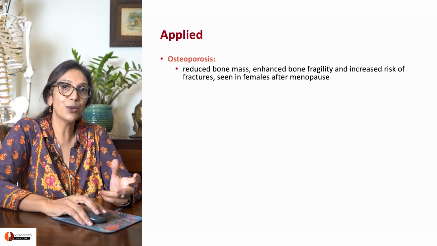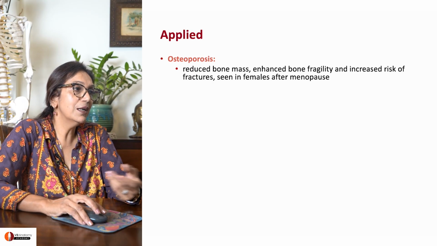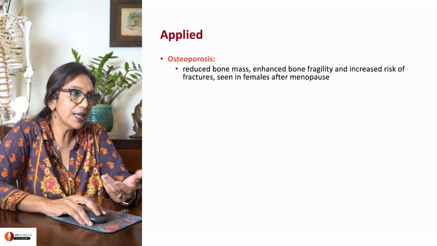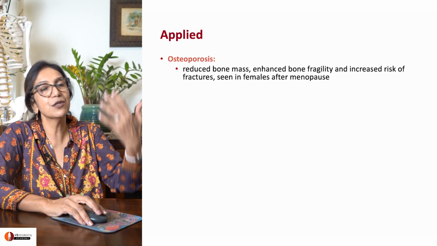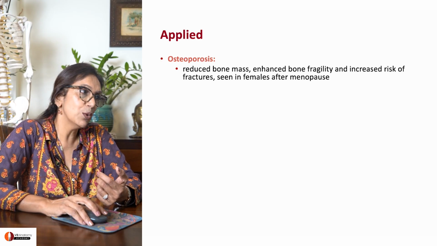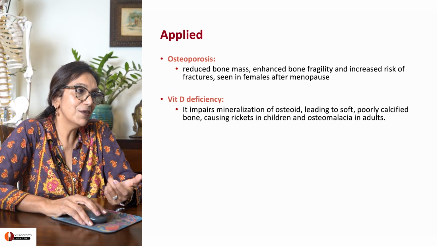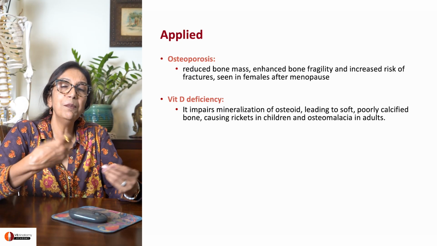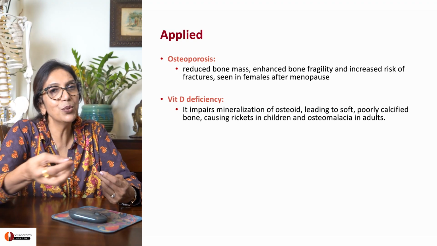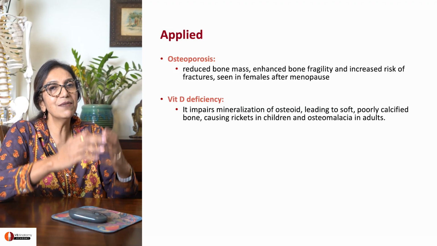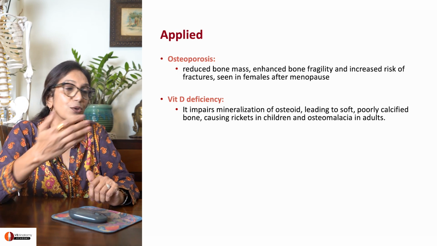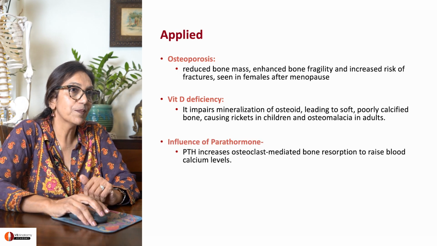So what is osteoporosis? We just discussed how slowly the bone becomes very fragile and there is an increased risk of fractures because the bone mass is slowly reducing. This is often seen in females when they reach menopause. Vitamin D deficiency. Vitamin D deficiency impairs mineralization of osteoid, causing the bones to become soft and poorly calcified. Okay, this is why the bones begin to bend as we see rickets in children and osteomalacia in adults.